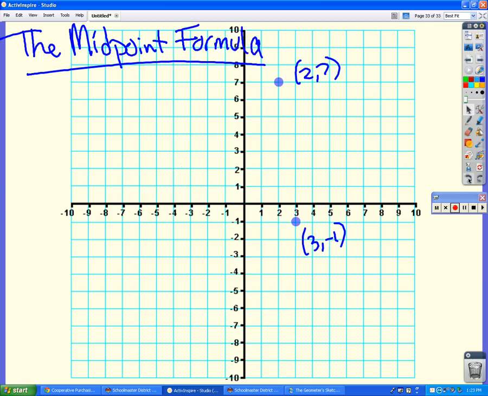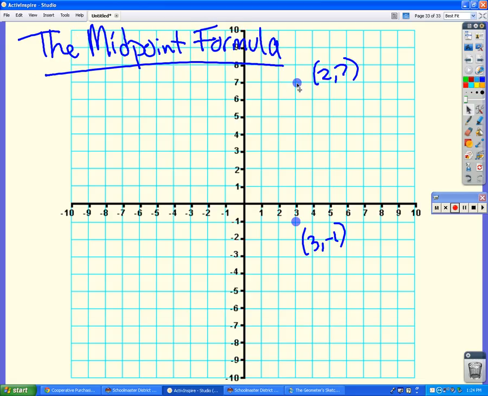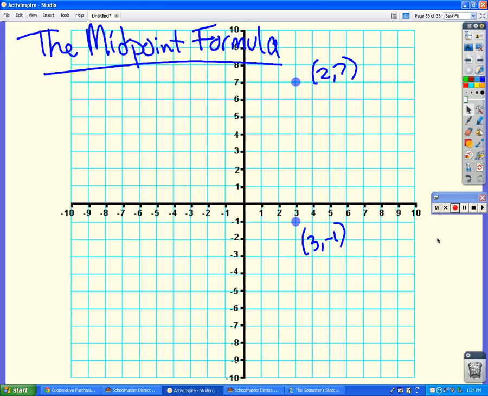Okay, how about if instead of being side by side like that, they were right on top of each other? How would I find the y-coordinate where that would be right in the middle? Add the y-coordinates together, so I'd go 7 plus negative 1 is 6. And then what do I do with that? Cut it in half, and that would give me 3.